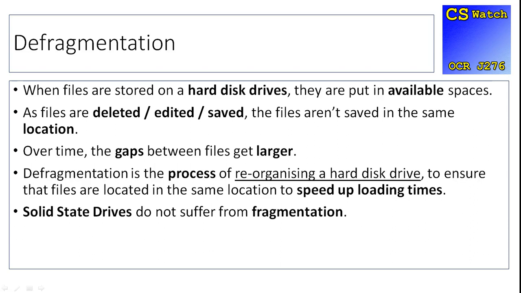This is called fragmentation. A document gets split into fragments and put in different locations across a hard drive. Defragmentation is the process of reorganizing the hard drive so that all the files are stored as logically as possible. So it looks at a Word document and, where possible, gets all the Word document fragments together into the same location. This speeds up loading times.